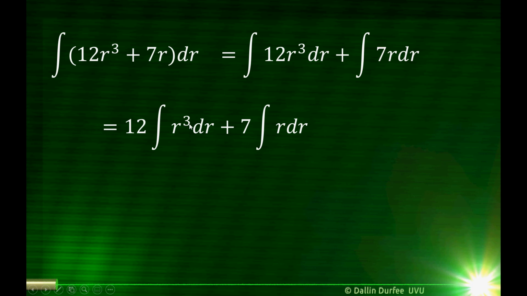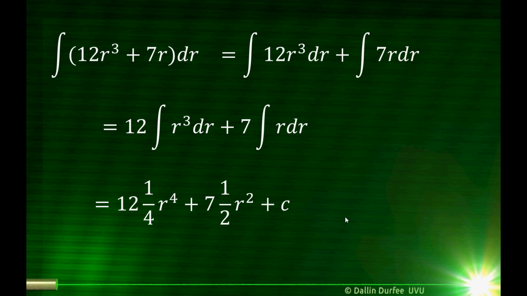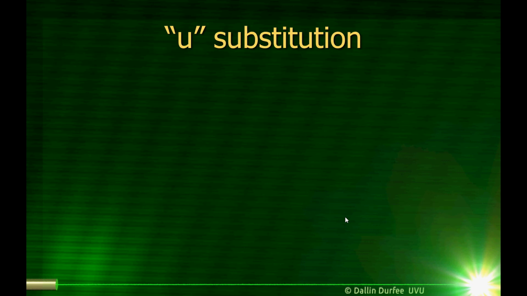And then r cubed and r, I know how to integrate them. They're one of my basic types. The integral of r cubed is just 1/4 r to the 4th, and the integral of r is just 1/2 r squared, and then plus a constant. I only need one constant when I have two integrals, right? If I had two of them, I could just join them together into some unknown thing, all right? And then I can simplify this, and I find that my integral is 3r to the 4th plus 7/2 r squared plus a constant.